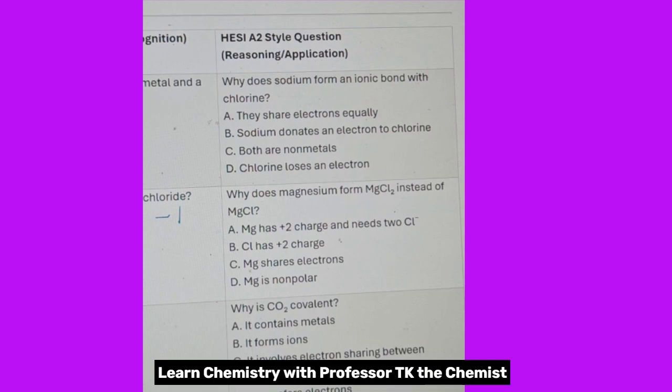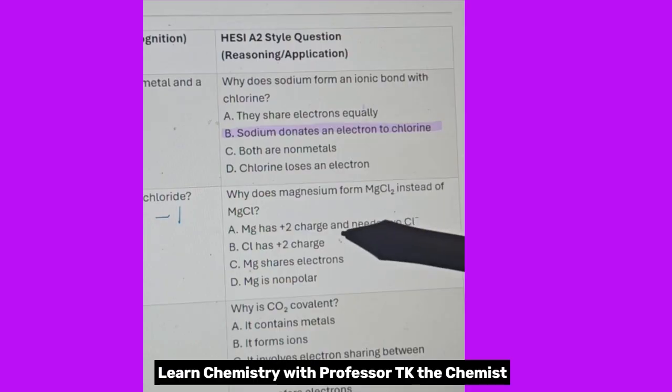Okay, I see a lot of answers. Yep, because sodium donates an electron to chlorine. And yes, metal and non-metal. Good job, Maria, for stating that. For those that forgot, metal and non-metal is ionic bonds.